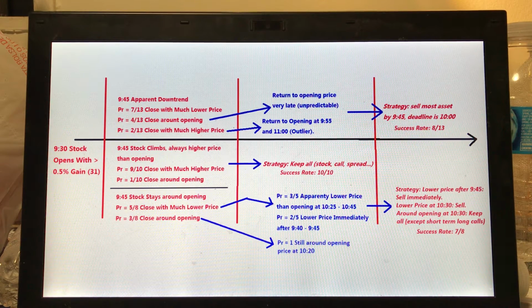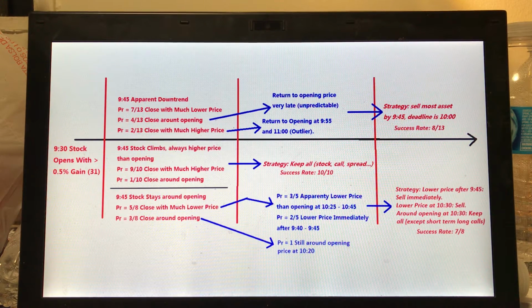So if you can imagine that the stock already opens at a very high level, and the stock still climbs for more than 15 minutes after the market opens, this can mean a very strong market trend, and you are definitely not selling any of your assets unless you are very conservative.